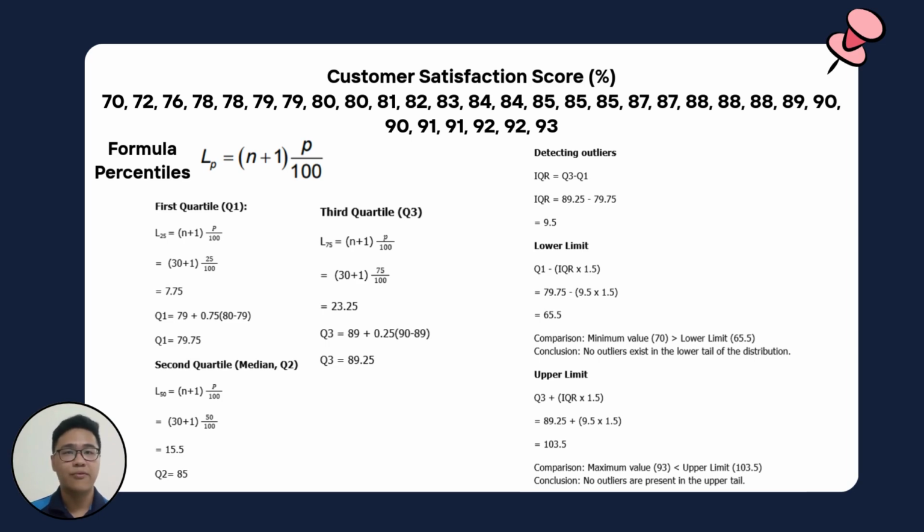Now checking for the outliers. IQR is Q3 minus Q1, so we get 9.5. We calculate the lower limit as Q1 minus 1.5 times IQR, so we get 65.5. There are no outliers because the lower limit is smaller than the minimum value. Next, the upper limit is Q3 plus 1.5 times IQR, so we get 103.5. This also shows no outliers because the upper limit is bigger than the maximum value.